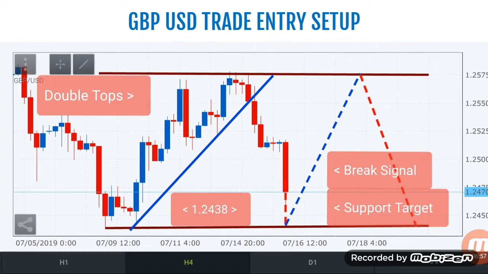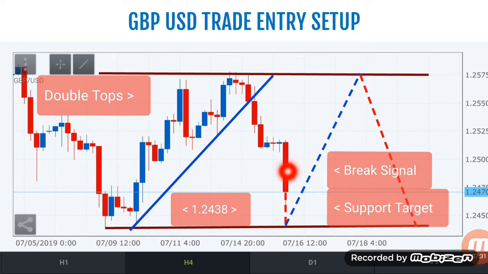So this was a signal that was given, and when we're trading double tops that are part of the transition from an uptrend to a downtrend, the first target that we will aim for is the support point that was formed as part of the previous uptrend. So at 1.2438, this was where the market had formed its low in starting this previous uptrend. And when we're trading double tops, this is the first target that we would aim for as the market moves from an uptrend to a downtrend.